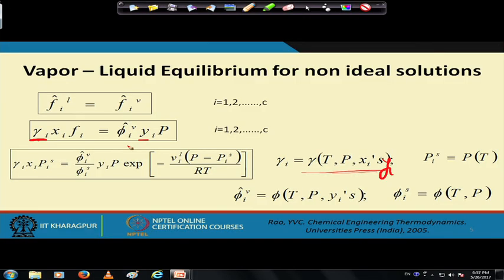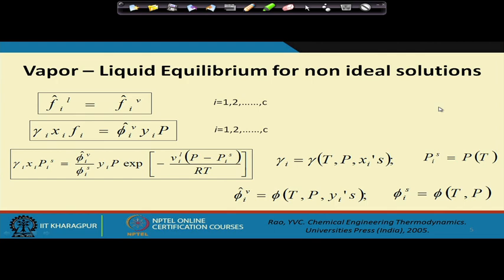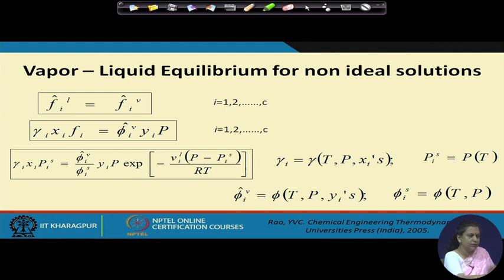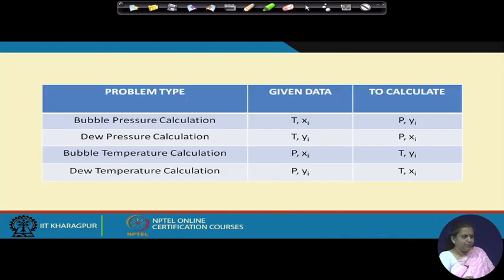Now, how to find out gamma? What are the different normal ways of finding out gamma? Usually what we do is the problem types. Yesterday also I told you that these are the different problem types, and for whatever problems are given, these are the equations which have to be used to solve them. We have already done this for ideal solution. The extra thing which needs to be done here is to know how to calculate gamma from known input parameters.